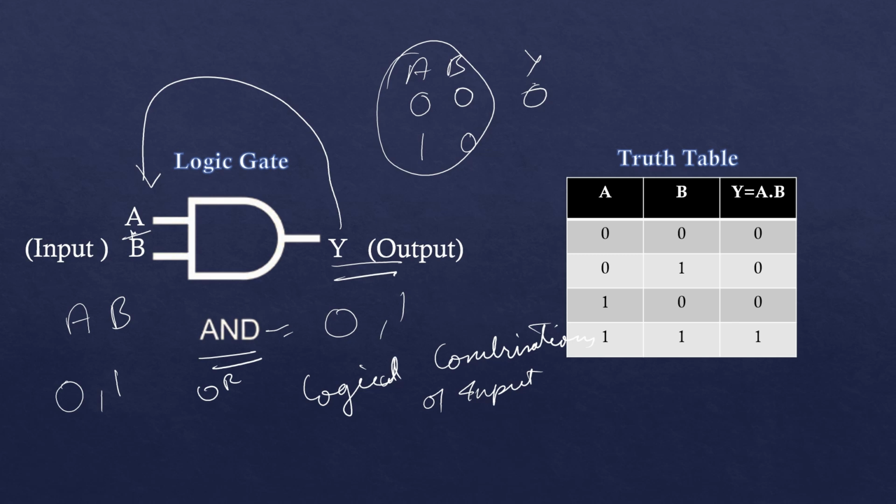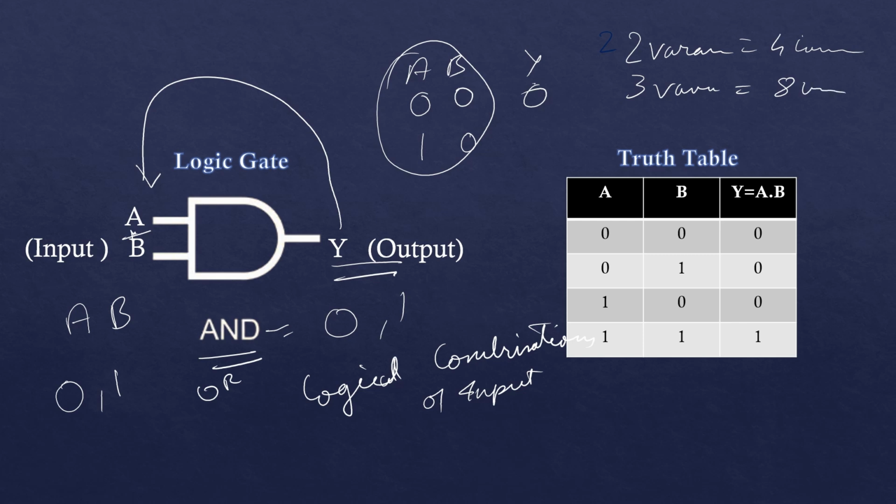Here you can see A is an input and B is also an input. So we can have four combinations, and the output is the corresponding value for each combination. For 0 and 0, the output is 0. And for 1 and 0, the output is 0. In that way. So how many combinations can we make? If there are two variables, we can have four combinations. And if we have three variables, we can have eight combinations.